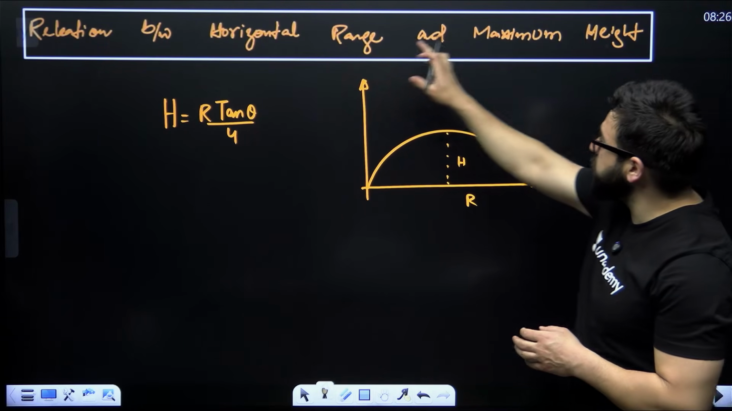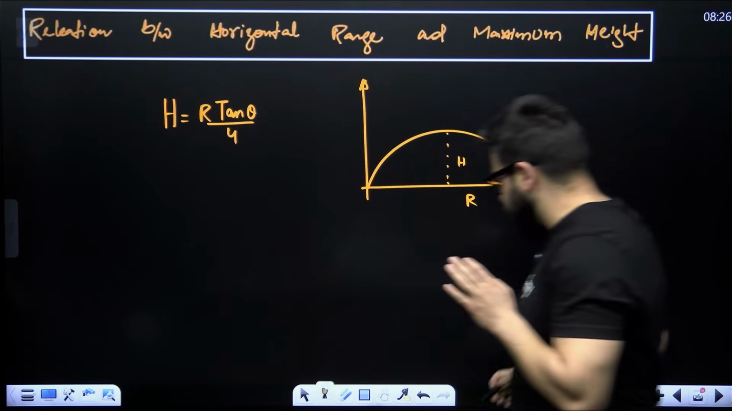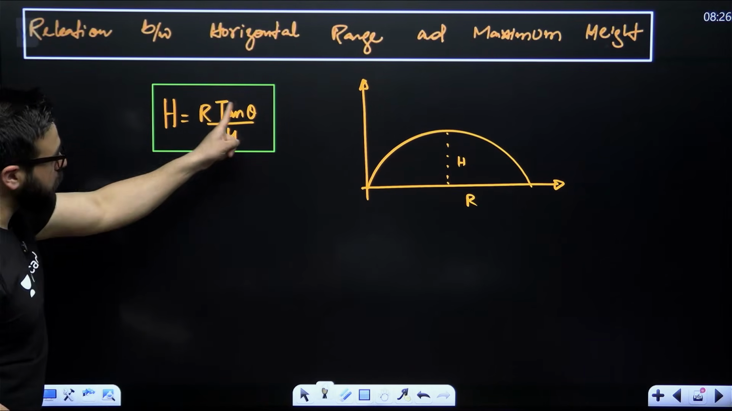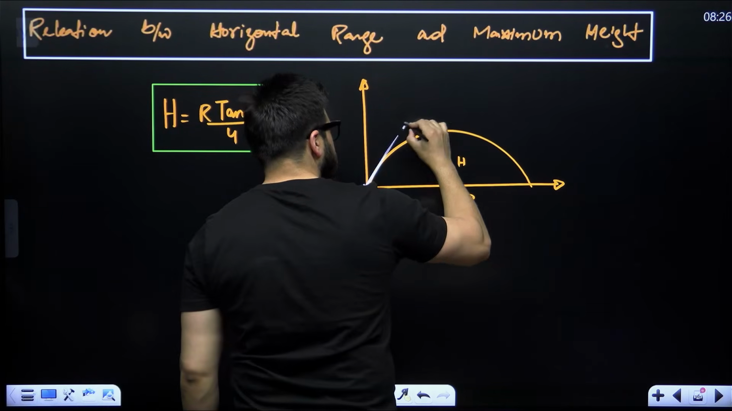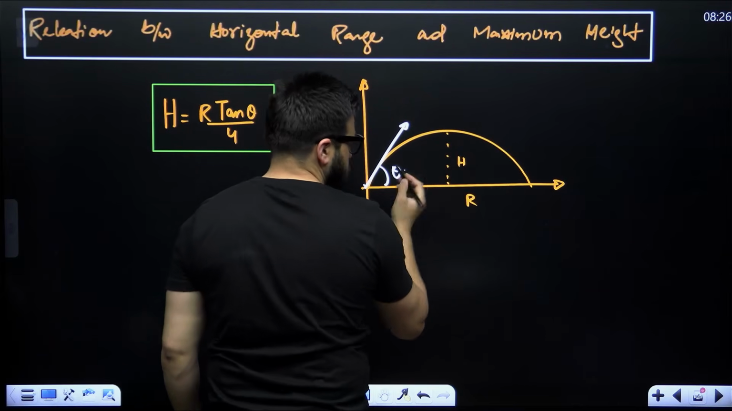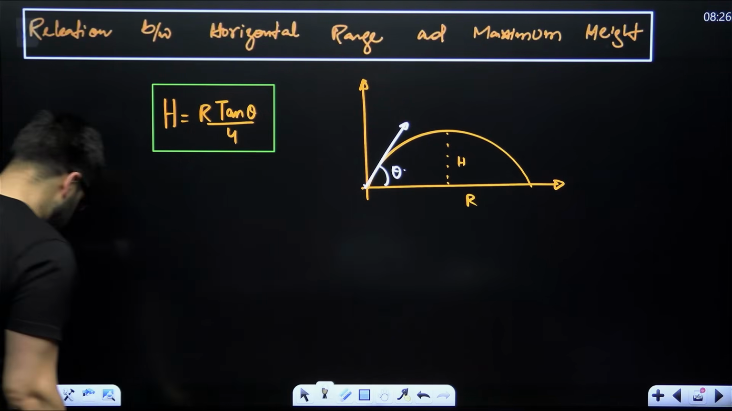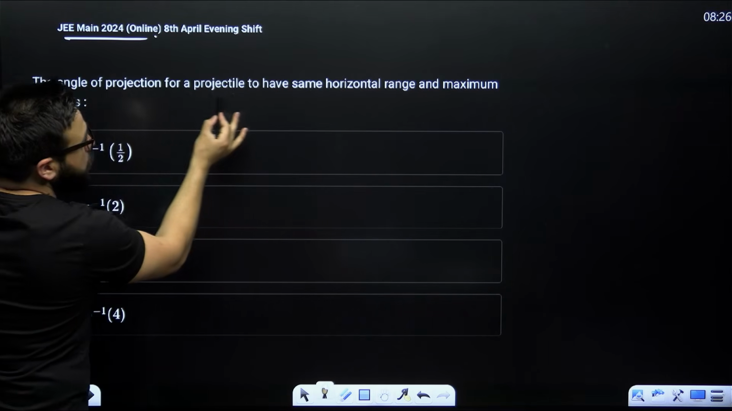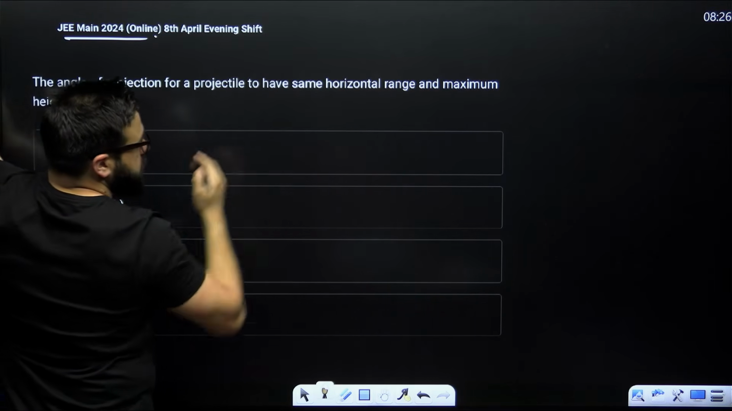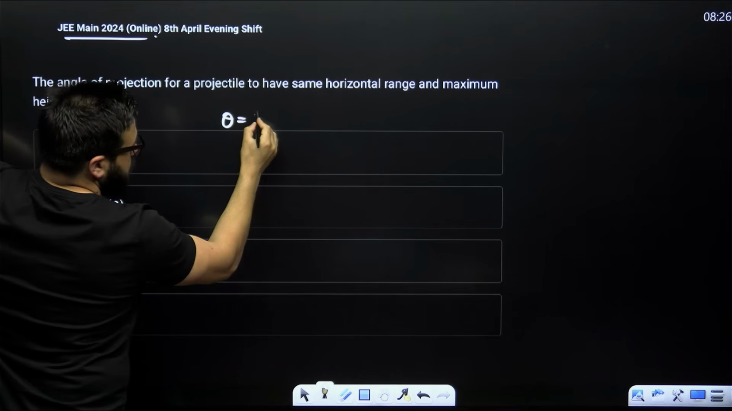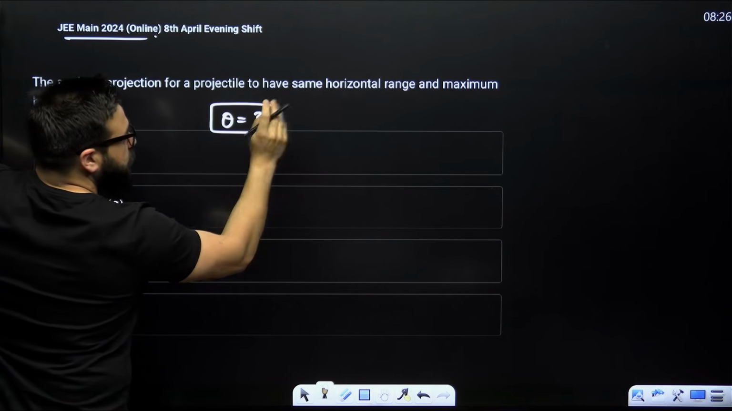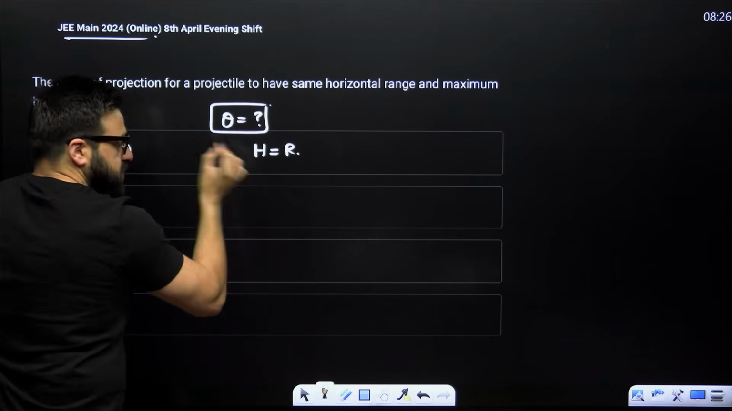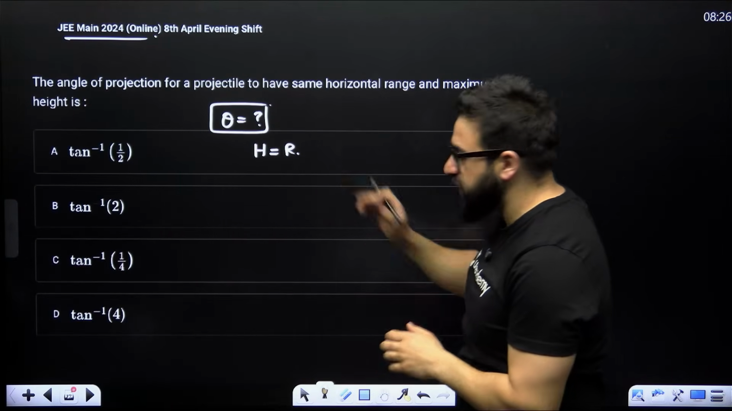Next, relation between horizontal range and maximum height. This is the relation between horizontal range and maximum height. H is equal to r tan theta by 4, where theta is the angle at which you have launched it. So H is height and r is the range. Now see, JEE 2024, the angle of projection of a projectile for the same horizontal range. We have to find what is the value of theta if a projectile is launched which is having the same horizontal range as maximum height. Basically, range and height is given as same.